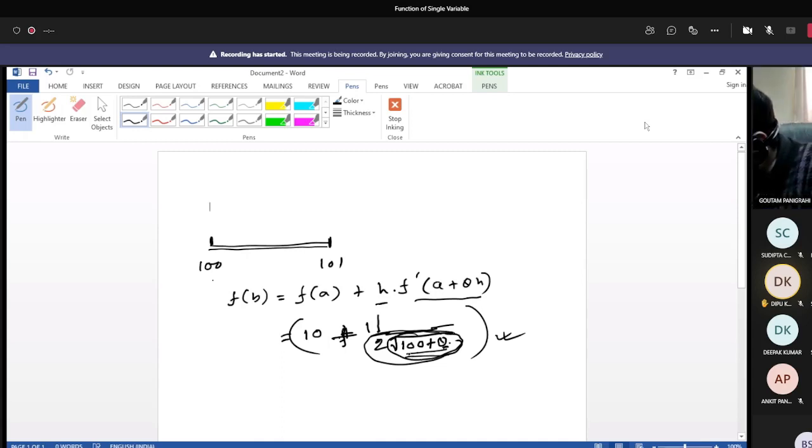So the highest value cannot be attained because theta is added. It will always be less than 10 plus 1 by 2 into 10.